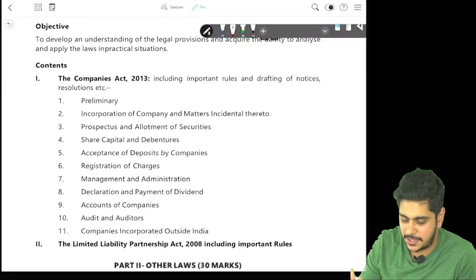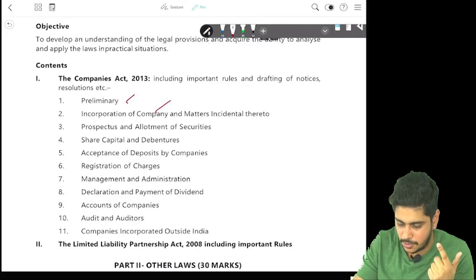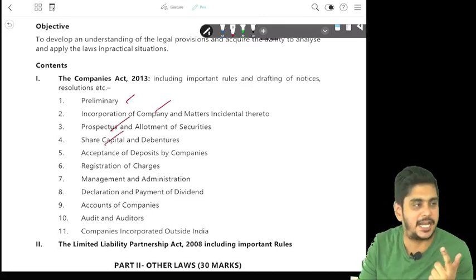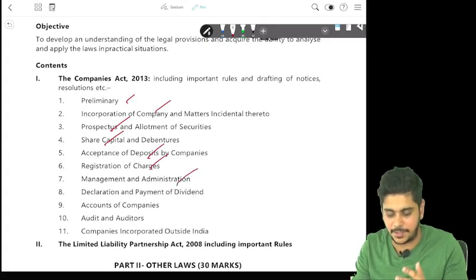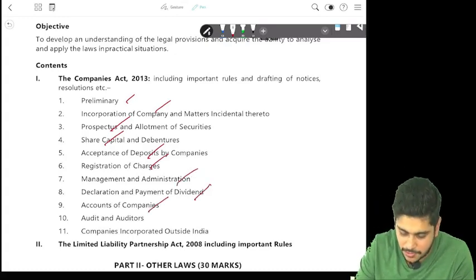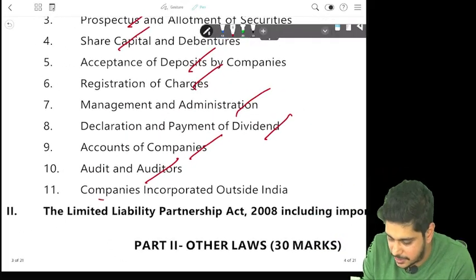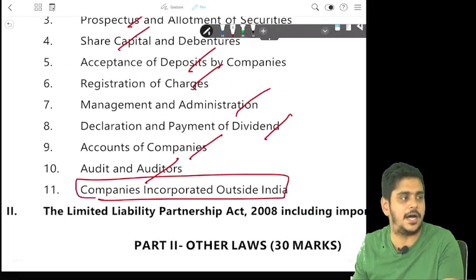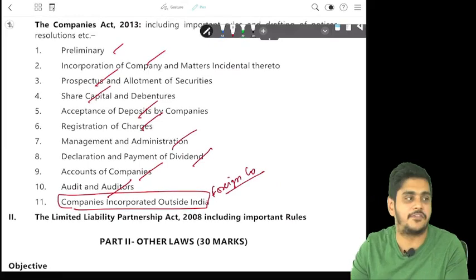So for Companies Act, preliminary is same topic what we have done. Incorporation, same. Prospectus, same chapter. Share capital, same chapter. Deposits, same. Charges, same. Meetings chapter, same. Dividend, same. Accounts of company, same. Auditors, same. This is exactly same. What they have added? They have just added one chapter, companies incorporated outside India. This is basically the foreign company chapter. So previously this was in CA Final, now they have added it.